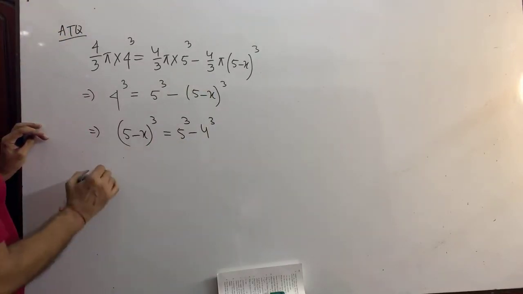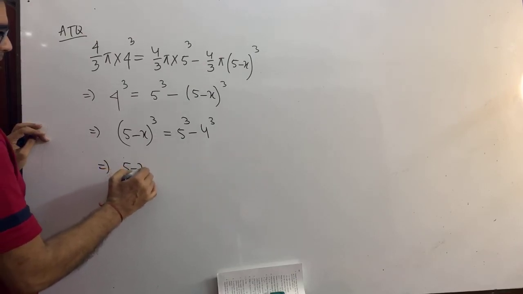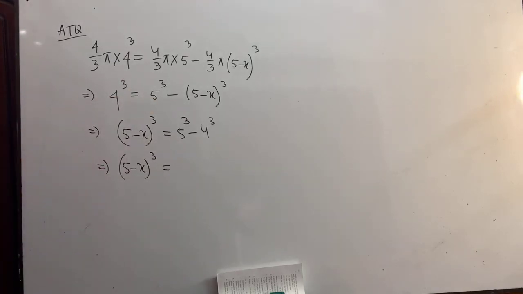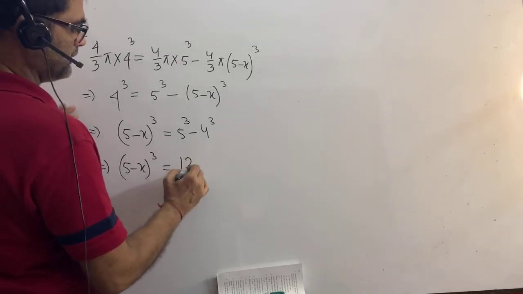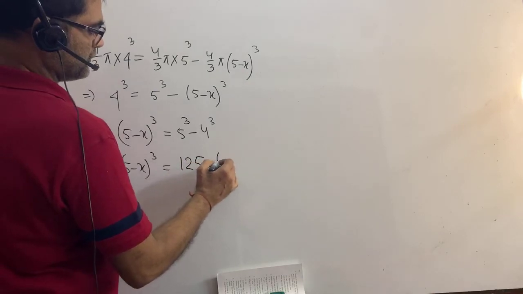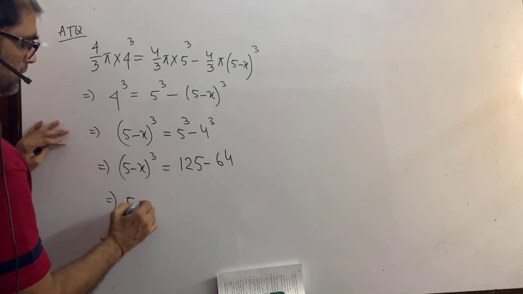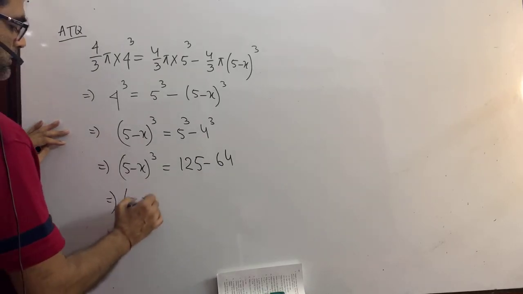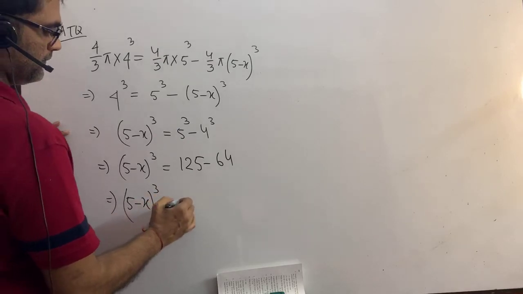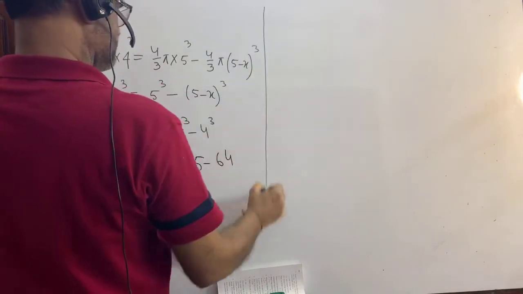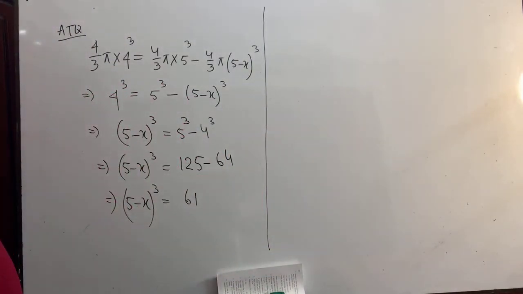Okay, that is (5 minus x) whole cube is equal to 5 cube, that is 125, minus what? 64. 125 minus 64. That means (5 minus x) whole cube equals 61. We should not forget that we have to find the value of x.